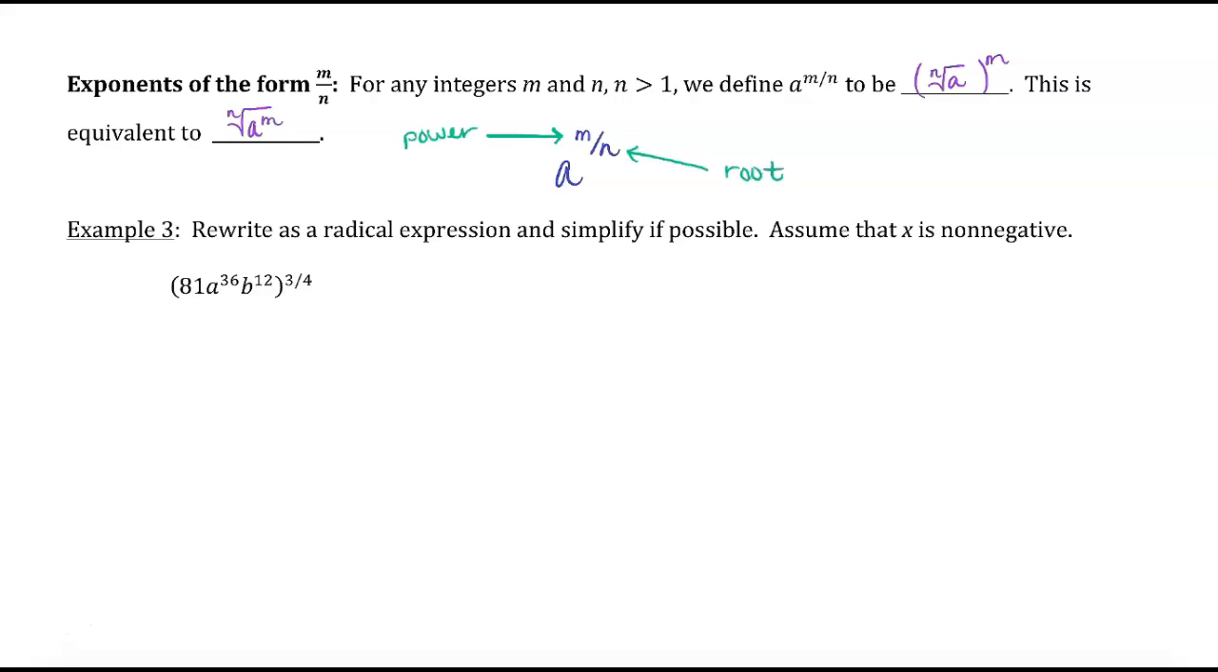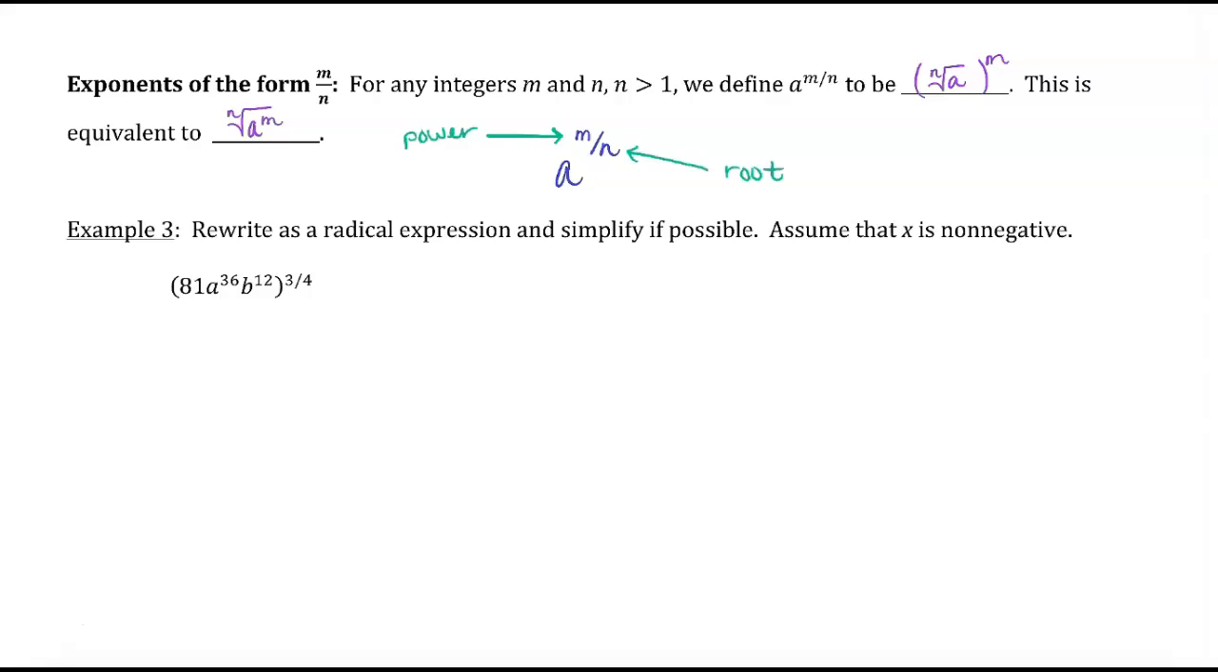When we are simplifying expressions of this type, try to take the nth root of a first when it's possible. When it's not possible, go ahead and raise a to the power of m first and then try to take the nth root. Let's take a look at example 3.